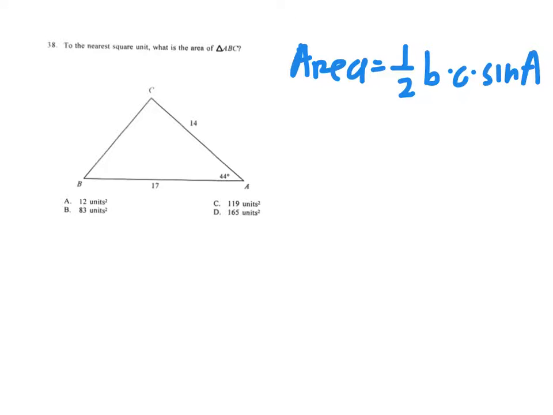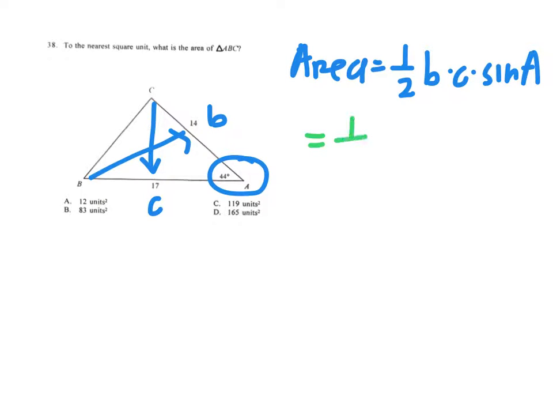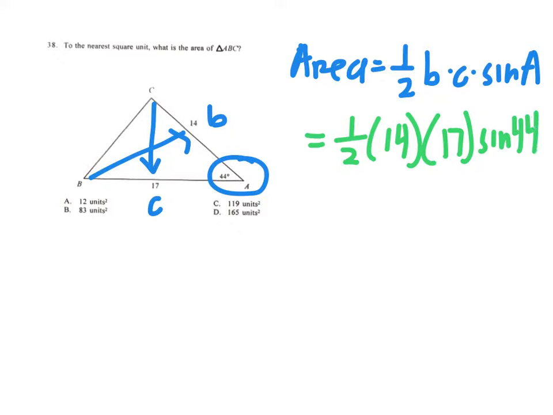You have a bunch of these formulas in different forms, but in this one I noticed that we have little c across from big C, we have little b across from big B, and we have big A. So this is the one I'm going to use. It's nothing fancy, literally just plug everything in. So we have 1/2 times 14 times 17 times the sine of 44.